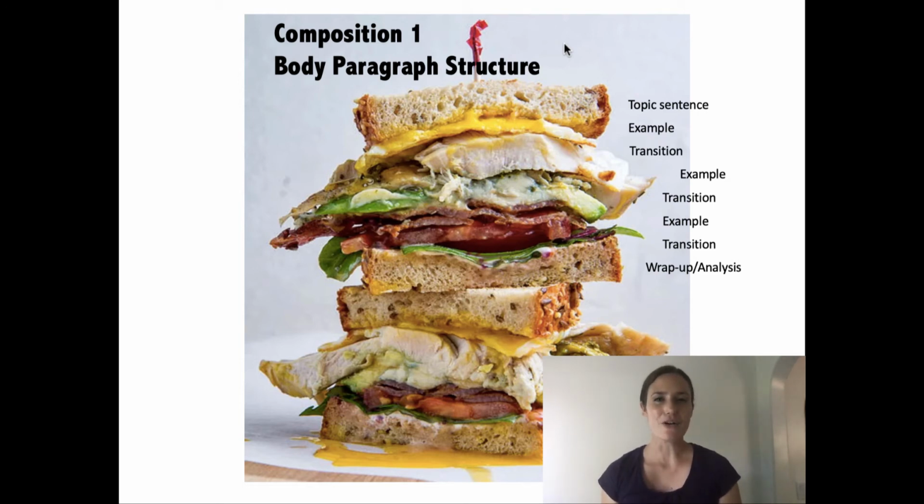So I like to call your examples or your support or your evidence the meat of the sandwich or the protein of the sandwich, the substance. Those are going to be your examples. But if you have a sandwich that's just protein, you just have like a meat sandwich with no condiments or other things to make it interesting, it's going to be a really dry, boring sandwich. So I like to compare transitions to condiments, things like mustard or guacamole or whatever it is that you add to the sandwich to sort of round it out.